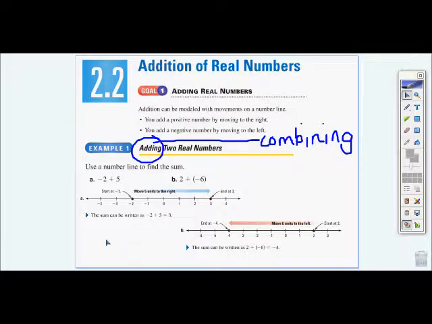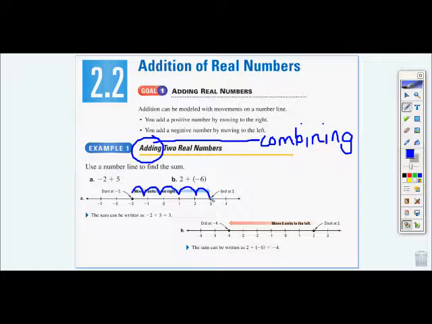So if I'm at -2 and it says +5, when I'm moving, I'm going to move to the right because it's positive. Whoopsie, apparently I moved off my pen. 1, 2, 3, 4, 5. We end at 3. So -2 plus 5 gives me a +3.